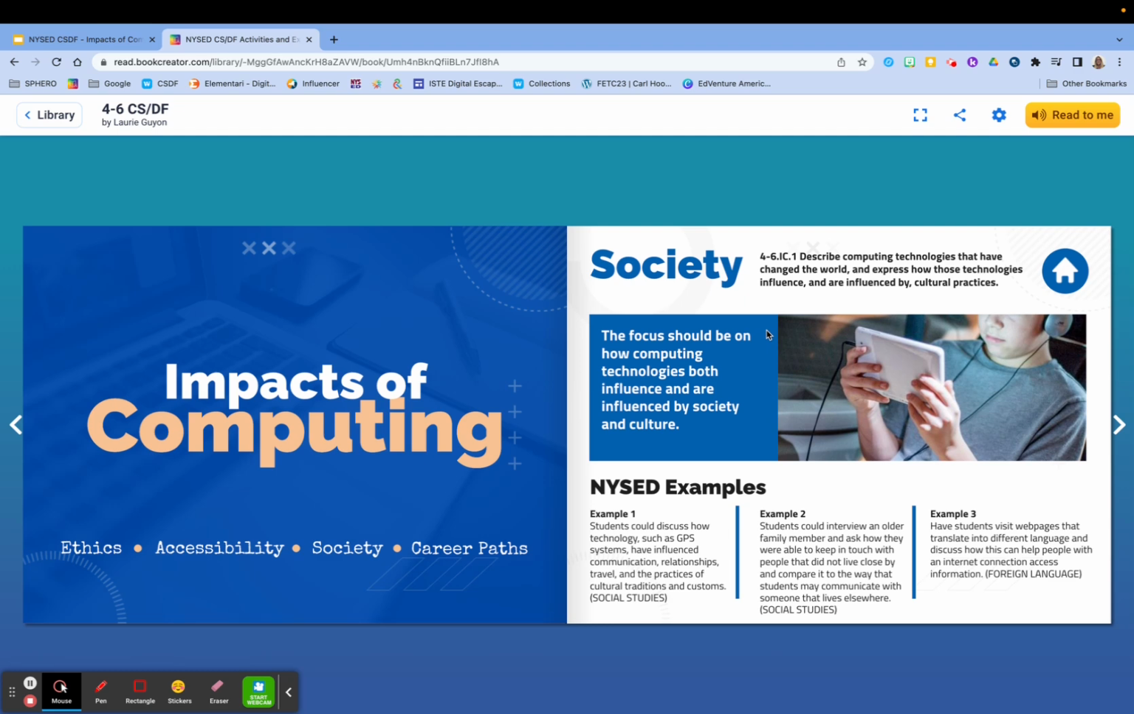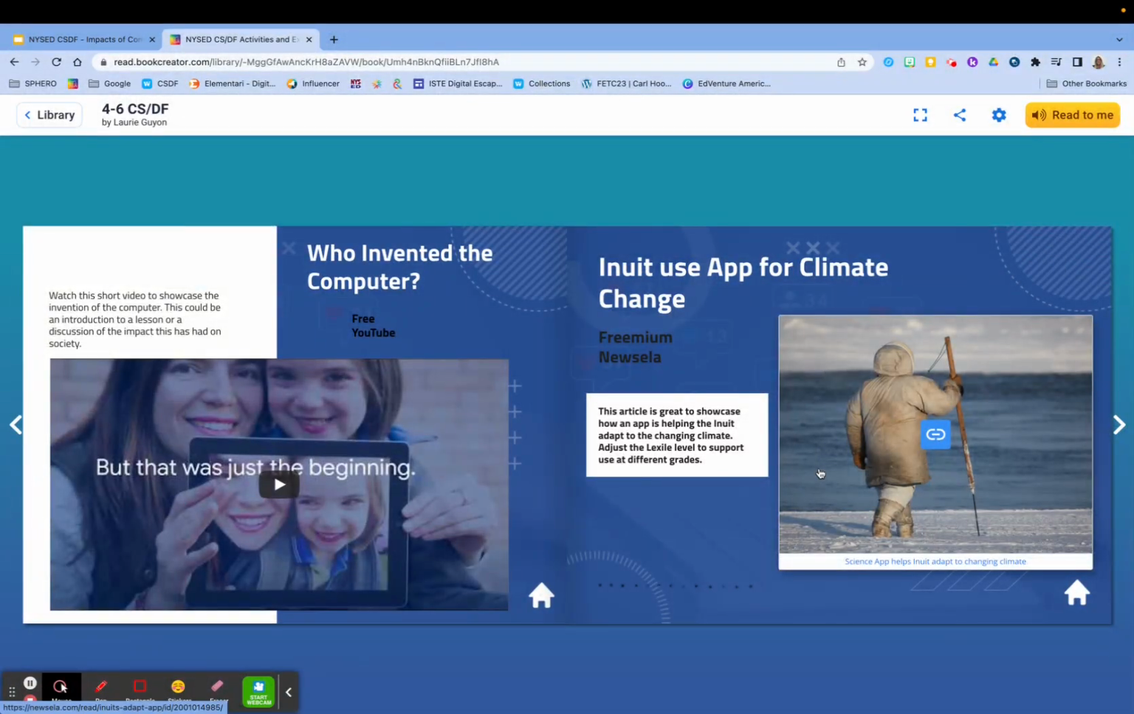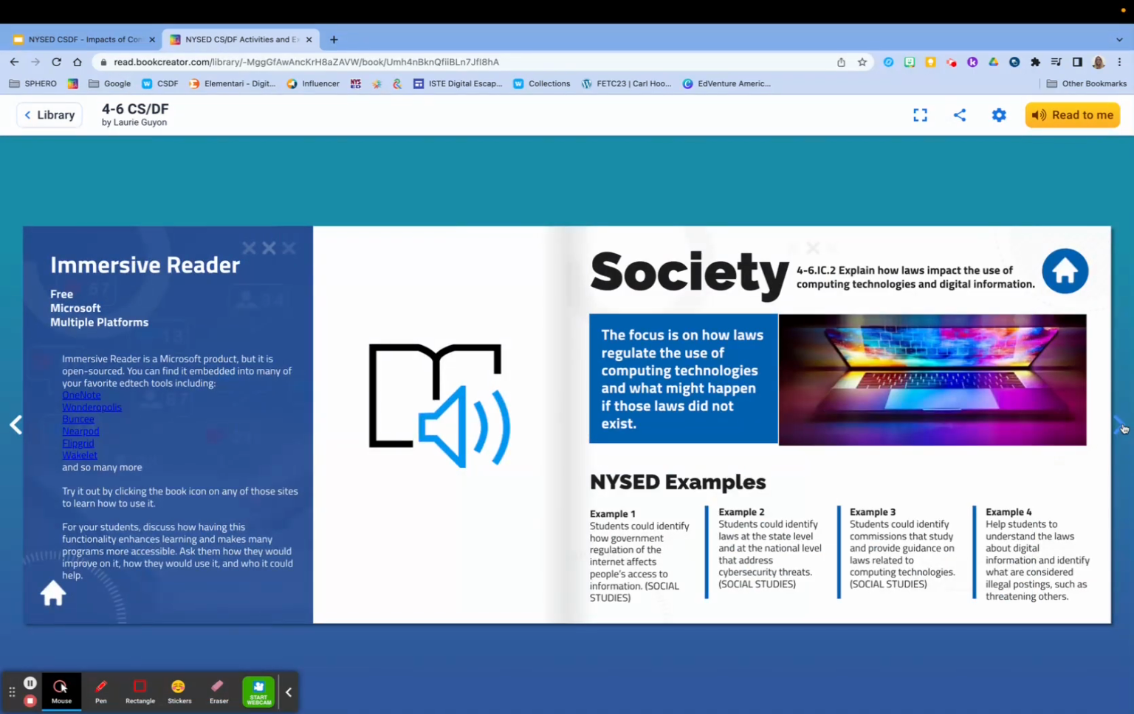It says the focus should be on how computing technologies both influence and are influenced by society and culture. Below the blue box, you're going to see the examples from the state. You can see that we're covering a couple of them in social studies and maybe one in foreign language. After the standards pages, you're going to see some resources that you can take a peek at as ways to roll these standards out into your classroom.